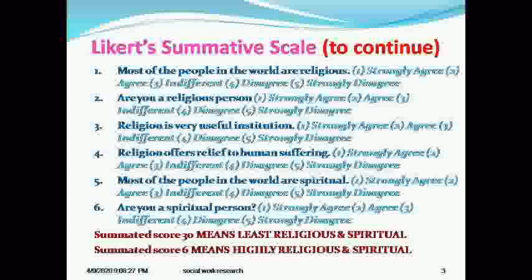As you know, the minimum score a person gets is 6 when he strongly agrees upon each statement. The maximum score is 30 when he marks strongly disagree for each statement. So everyone's score will range from 6 to 30. The lower the score, the higher the attitude; the higher the score, it means less attitude. So this is Likert's summated scale.